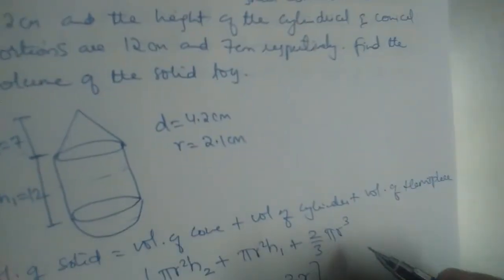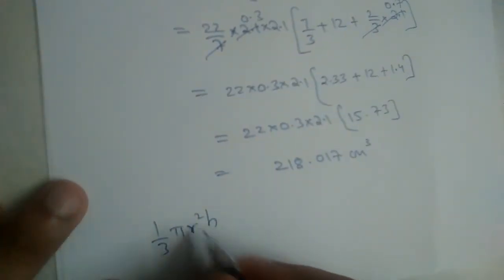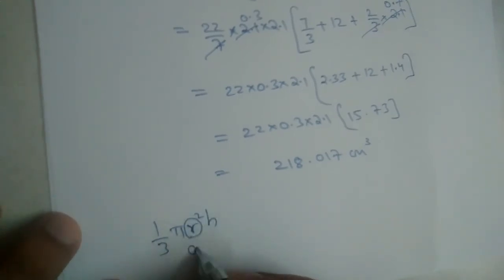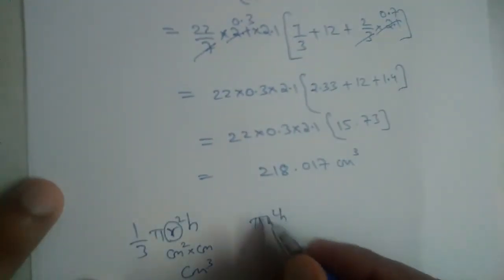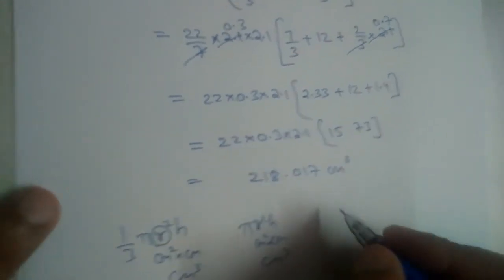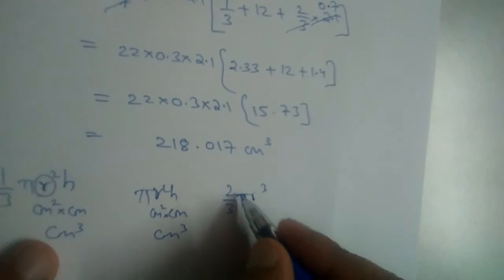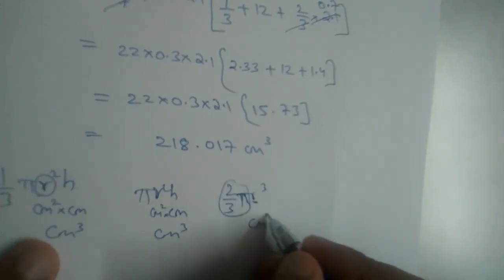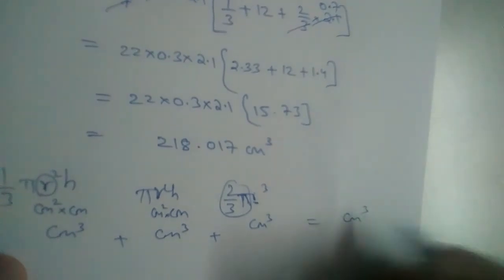Why centimeter cube? It is volume. For example, volume of cone, 1 by 3 pi r square h. Here the dimensions are squared, centimeter into centimeter square, and height will be in centimeter, so we'll have centimeter cube. Same with pi r square h. And in 2 by 3 pi r cube, these two are constants, so r cube means centimeter cube. If you add centimeter cube, centimeter cube, centimeter cube, the result will also be in centimeter cubes.